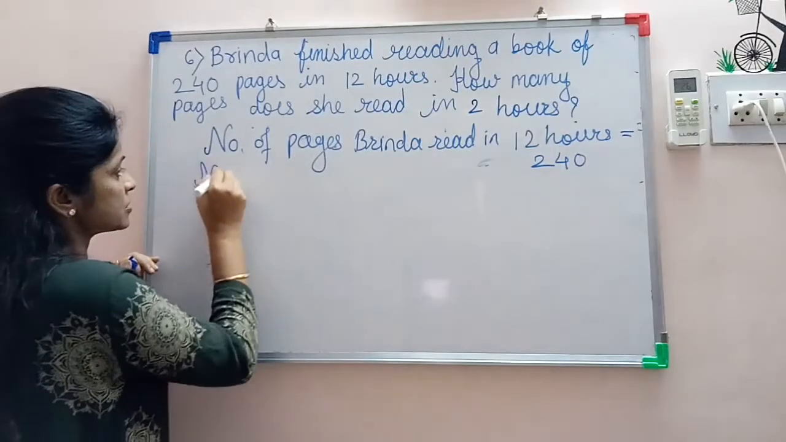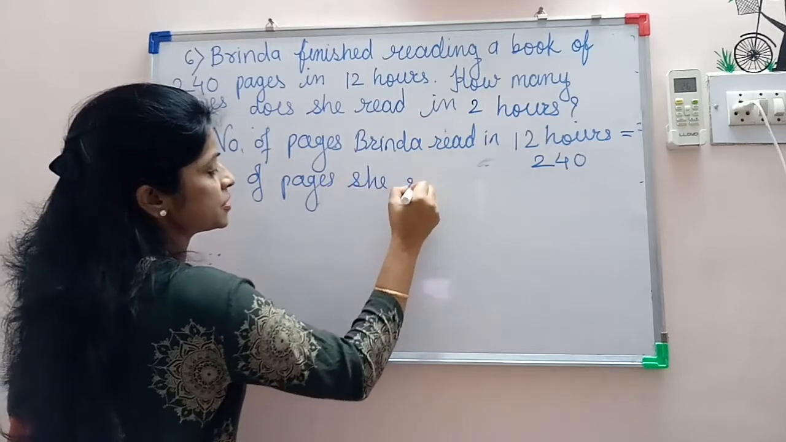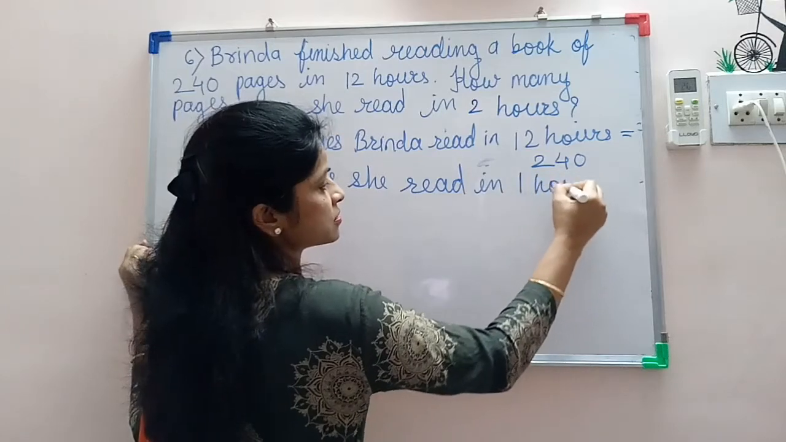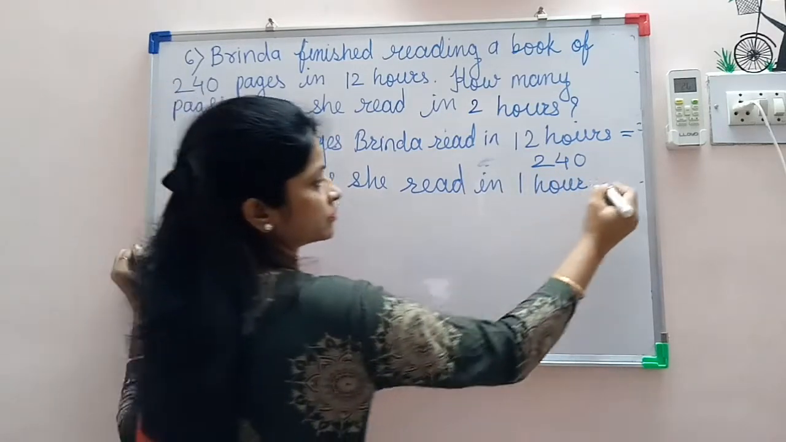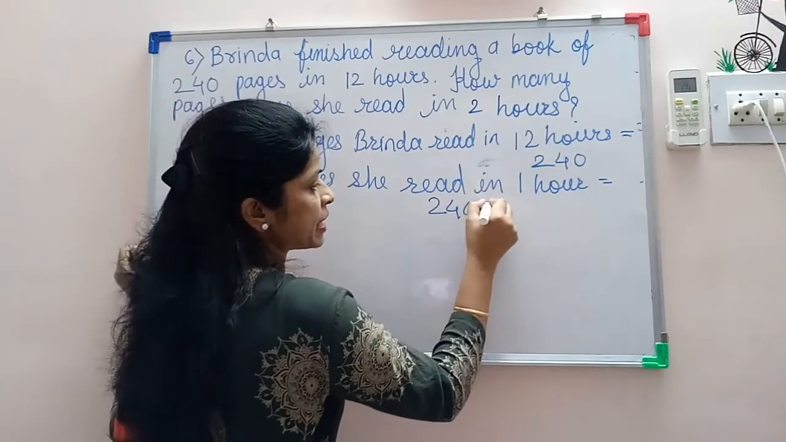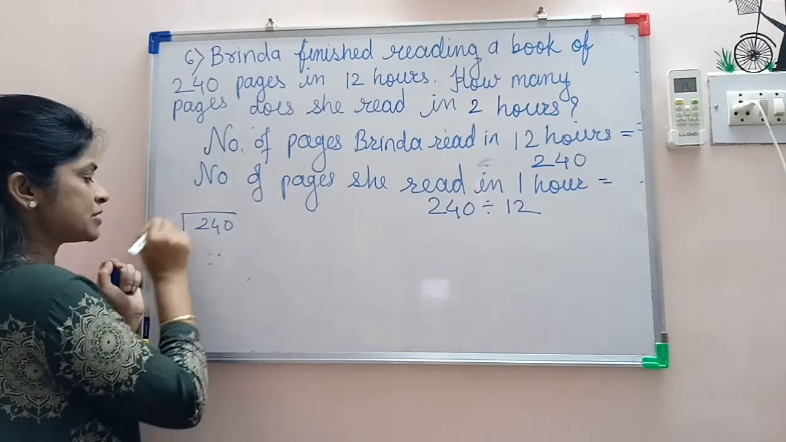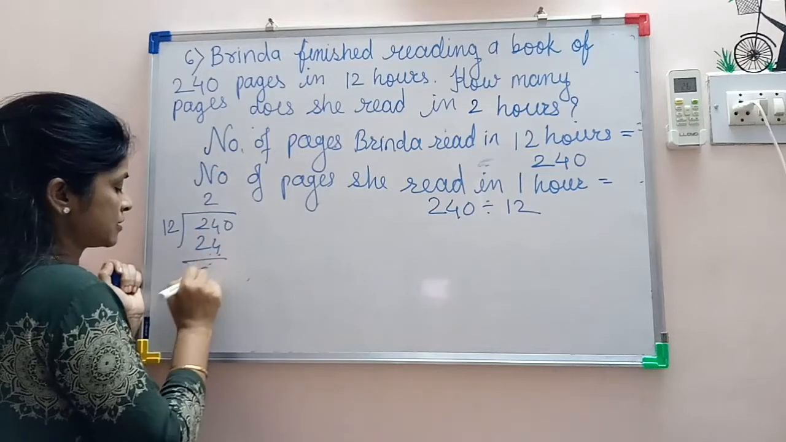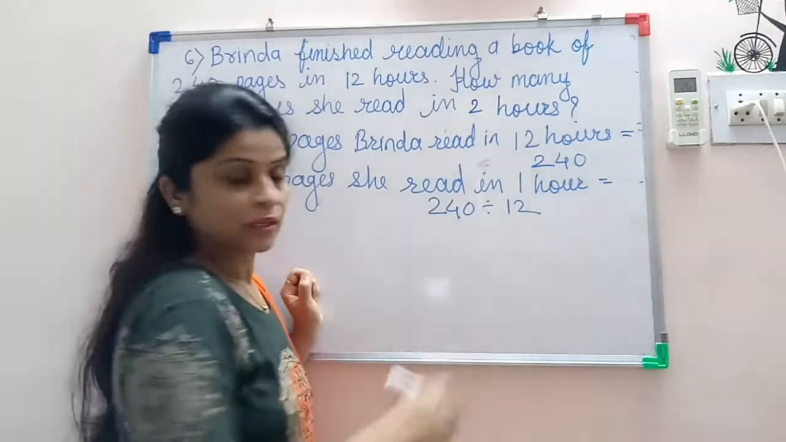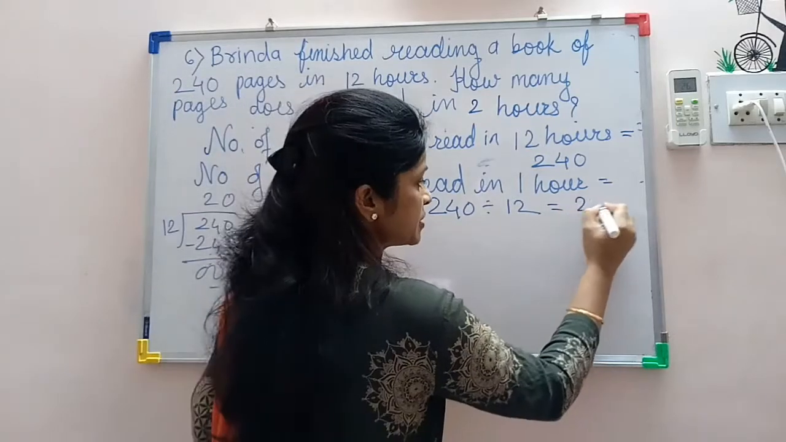So number of pages she read in 1 hour is equal to, for that we have to divide 240 divided by 12. Now 240 divided by 12, that means 12 2s are 24, 0s are 0. Now that means in 1 hour she read 20 pages.